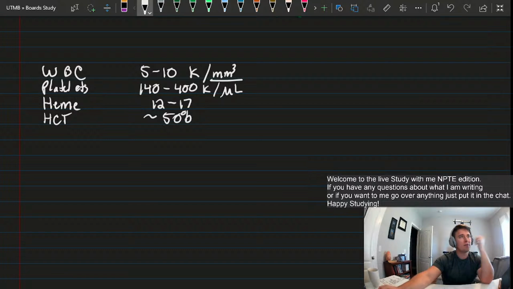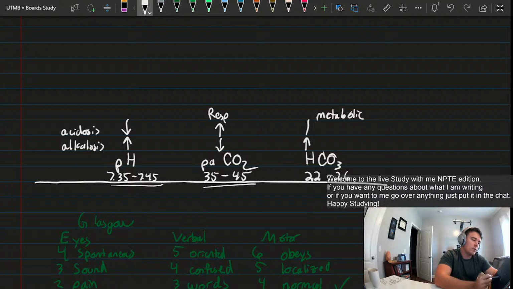So 41 to 50 for men, and 36 to 44 for females. So I would just remember 40 to 50%. They're not going to give you something like 37%. Pretty close. To 45, 35 to 45.